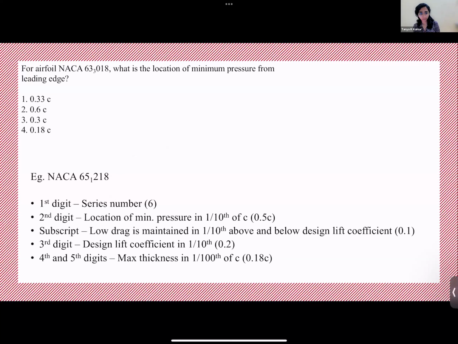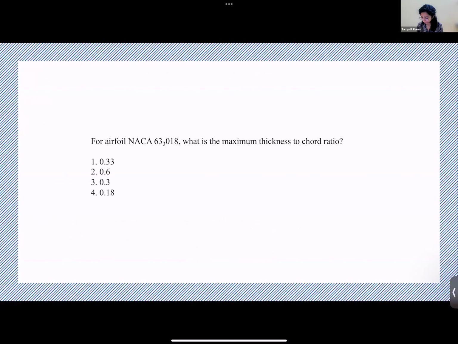Just go to that. I think it's going to take a few minutes for the slide. Yeah, so from this, can you try and tell me what is the location of minimum pressure? What is the location of minimum pressure? 0.3 C, exactly. So 0.3 C. Okay, next.